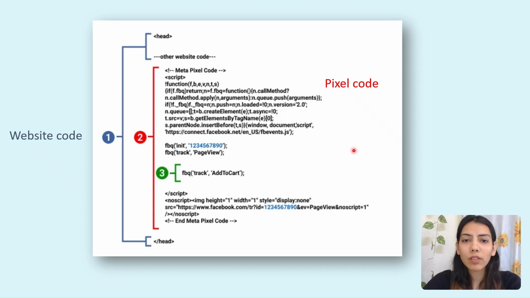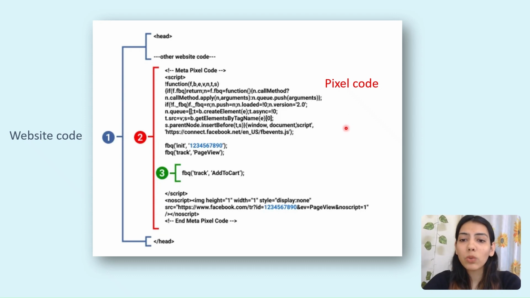Which means that if you install this code on every web page, you will start recording page visits on your website, and this information will be reported to Meta. To be more specific, this is your base pixel code, which goes on every single web page.